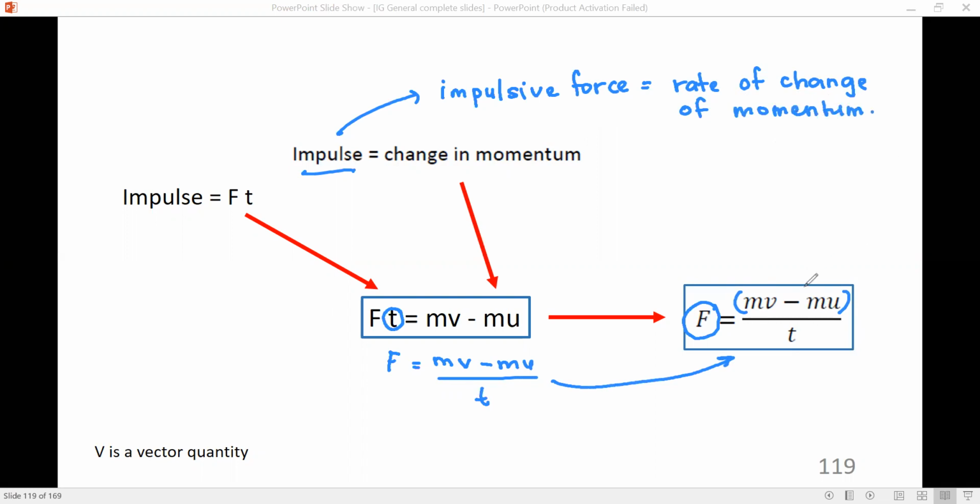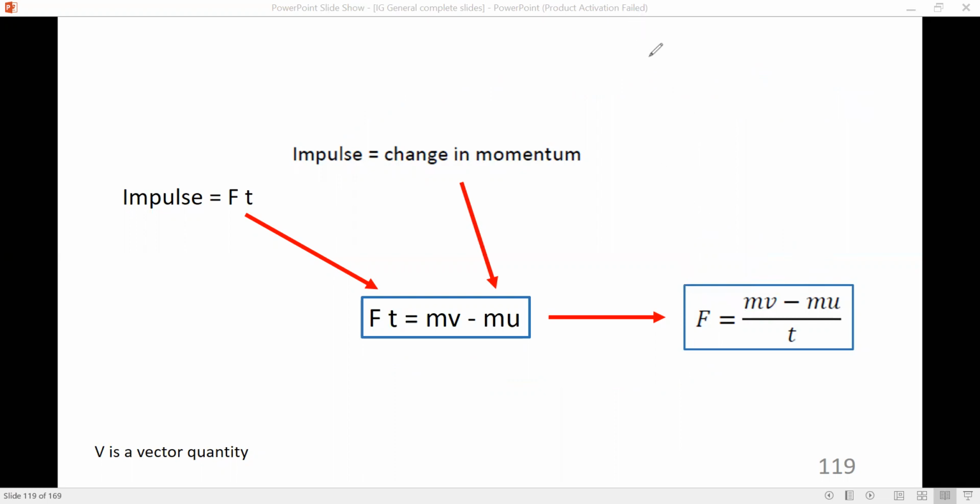So force F is in Newton. M is always in kg, V is always in meter per second, and t is always in second. So your final answer will have the unit N or kg meter per second squared, because that is the unit for force.